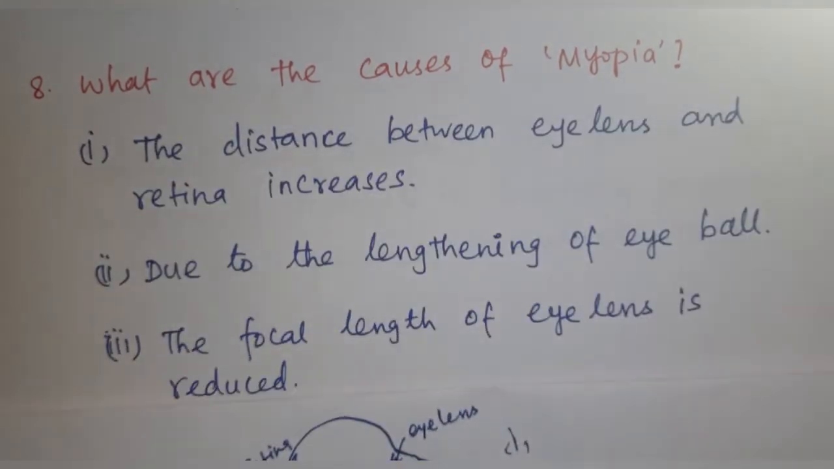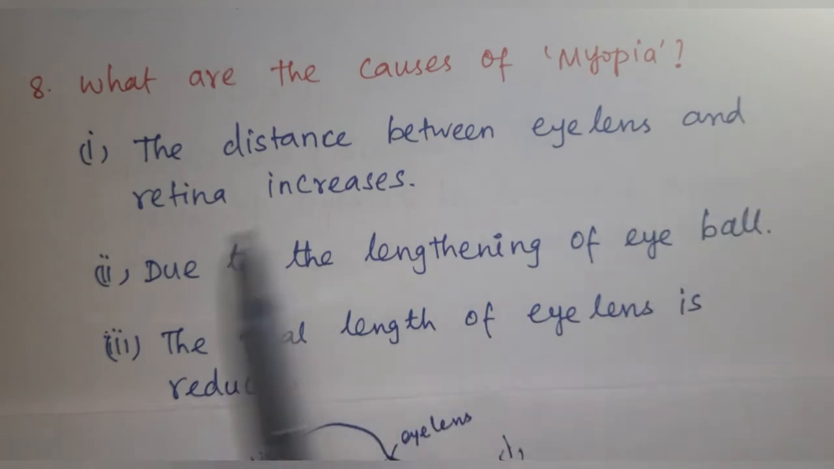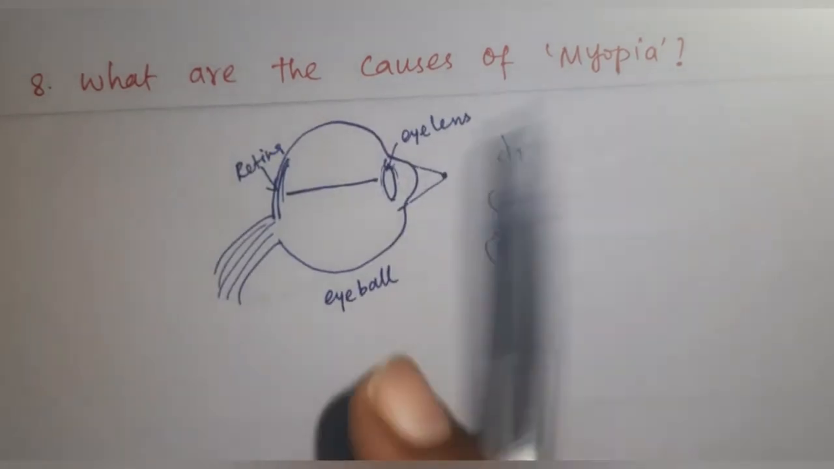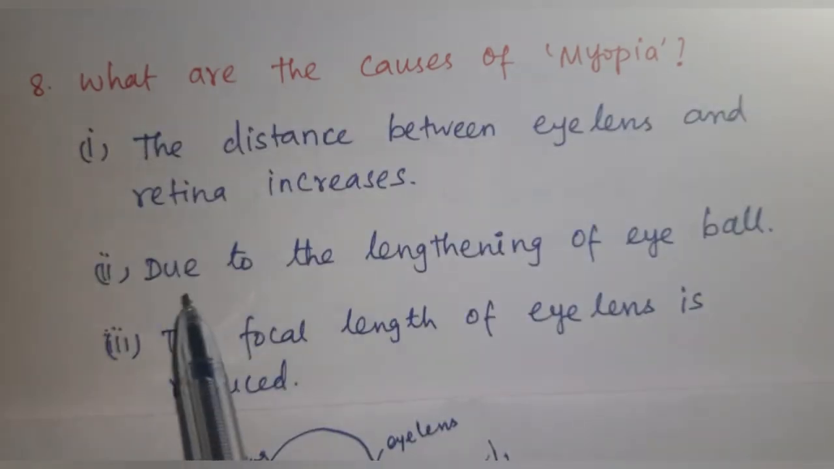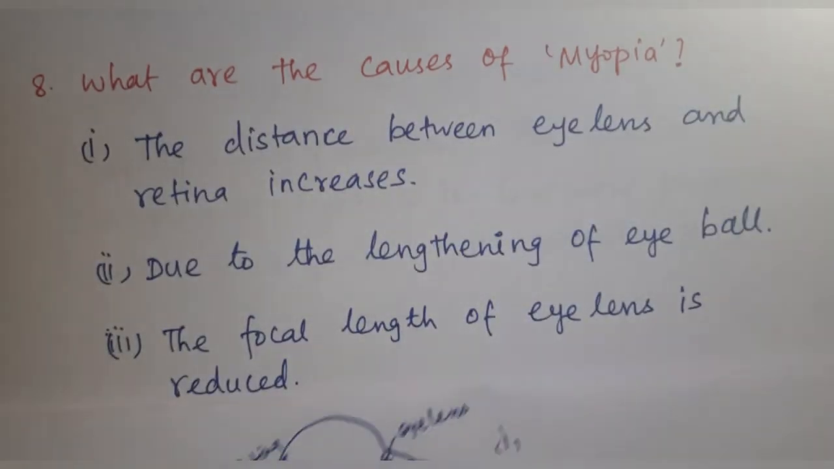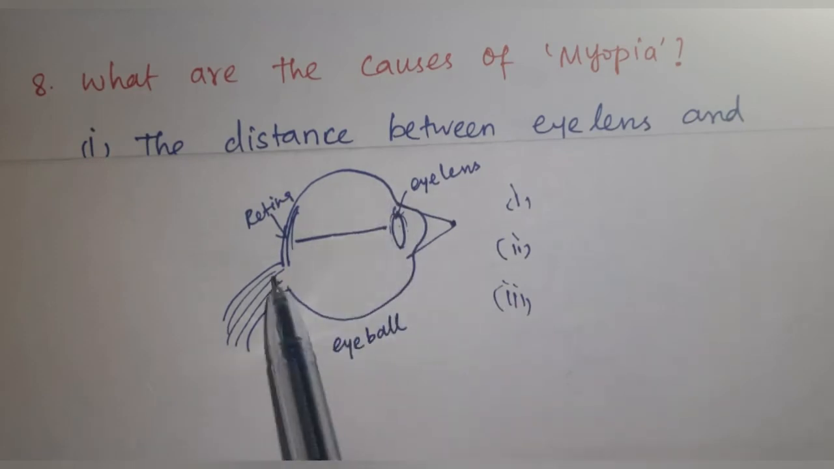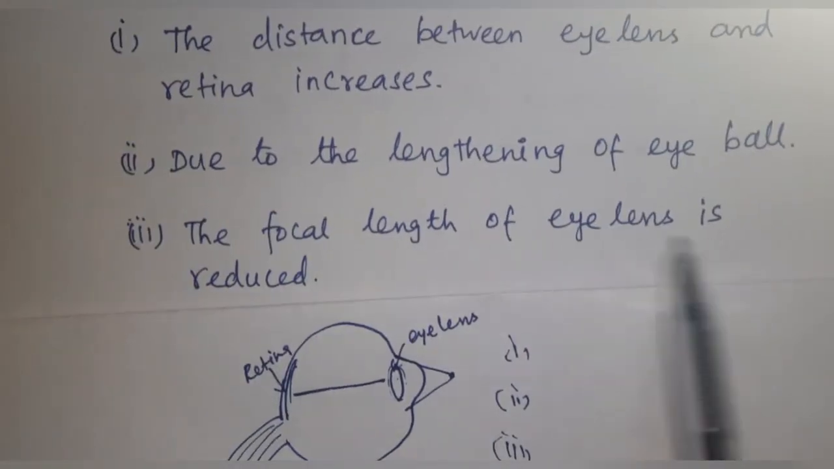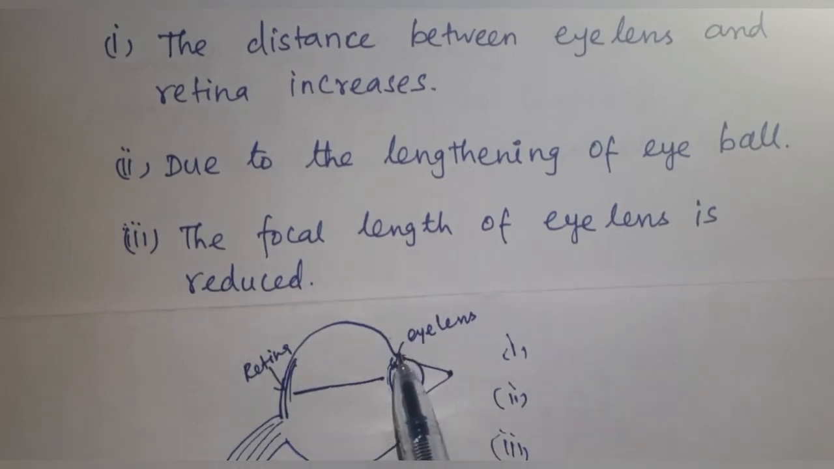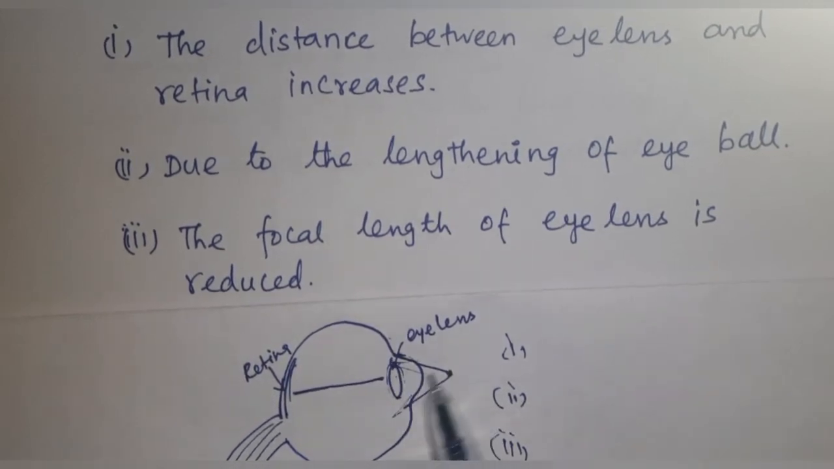So, first, the distance between the eye lens and the retina increases. Second, due to the lengthening of the eyeball. Third, the focal length of the eye lens is reduced.